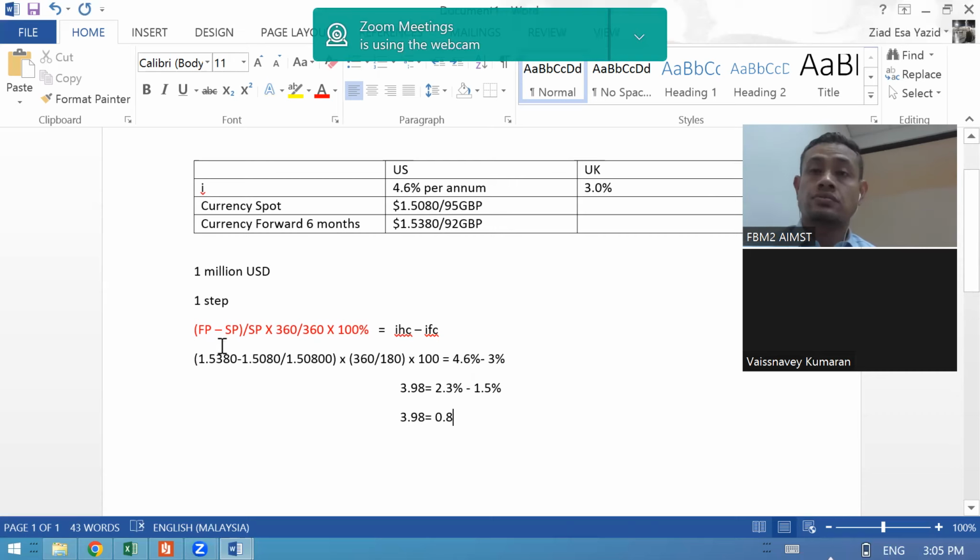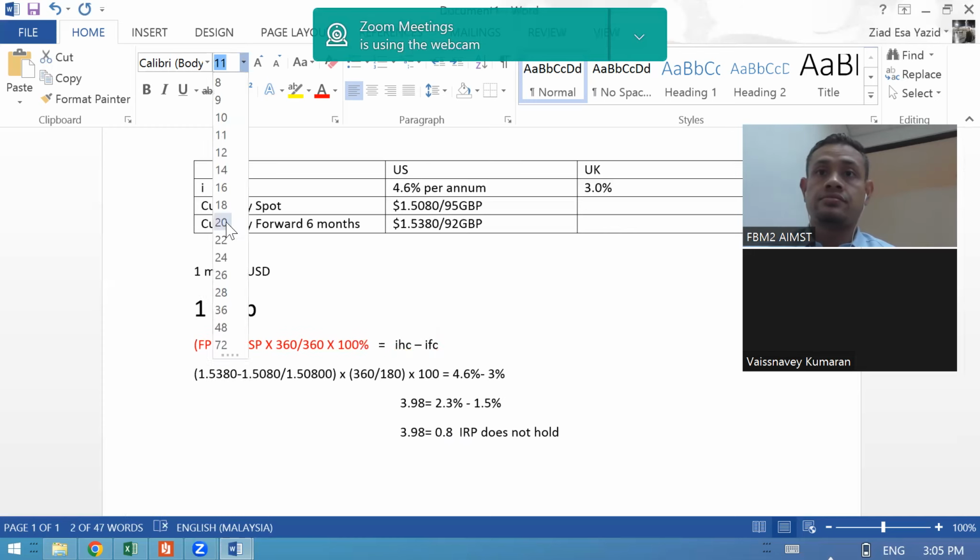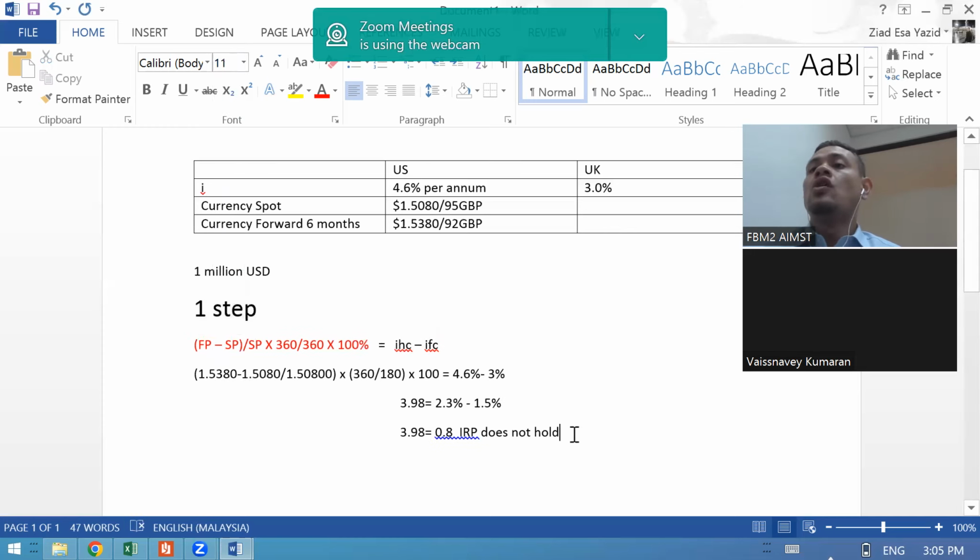There you go. I think this one was 3 marks. So that means the IRP does not hold. This is step 1. Now you look at step 2.